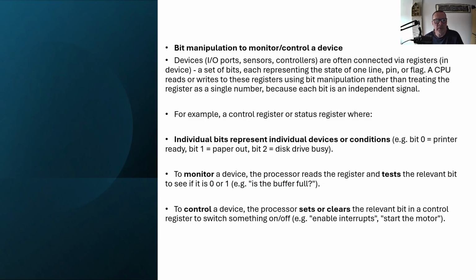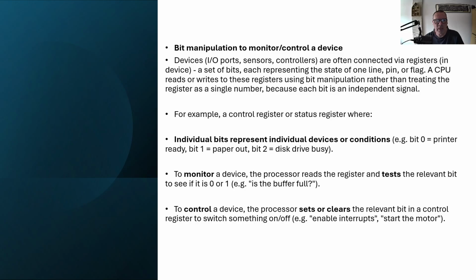We can use this kind of bit manipulation to monitor and control devices. Things like I/O ports and sensors are often connected to registers, not the kind of registers inside the CPU, but registers in the device or the hardware interface for a device. And all they are really is a set of bits that represent something for that device. So it could be the state of a pin, a flag, or something like that. And the CPU will be able to read and write to those registers, manipulating the bits in the way that we're looking at right now.